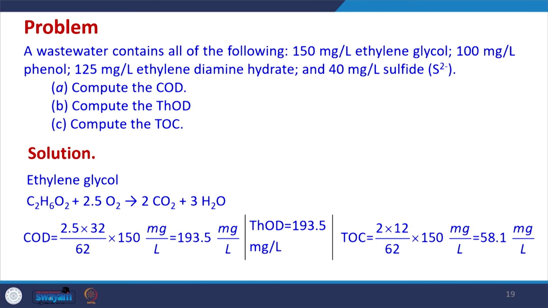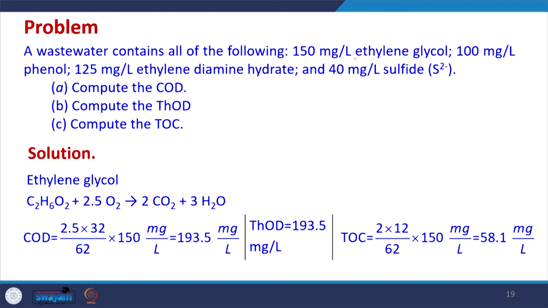A wastewater contains all of the following: 150 milligram per liter of ethylene glycol, 100 milligram per liter of phenol, 125 milligram per liter of ethylene diamine hydrate, and 40 milligram per liter of sulphide. So, we have to compute the COD, THOD and TOC. What we do is that we calculate for each of the compounds individually.